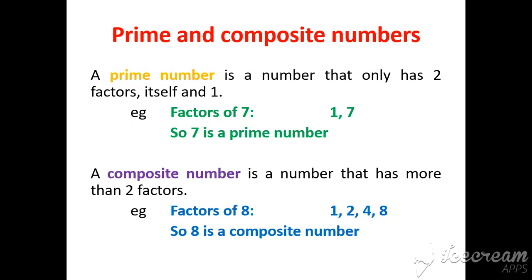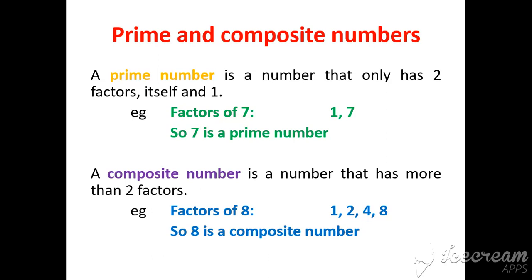So if I gave you the example of the number 7, what are the factors of 7? 1 times 7. So there's only two factors of 7, 1 times 7. There are no other whole numbers that give 7. So since 7's only got two factors, we call it a prime number.